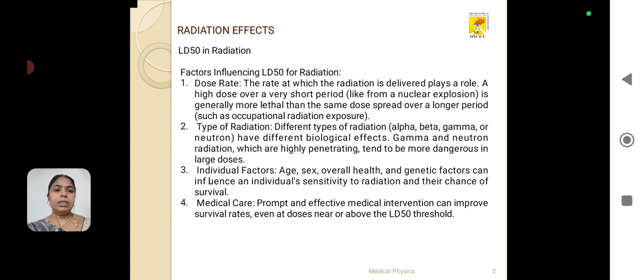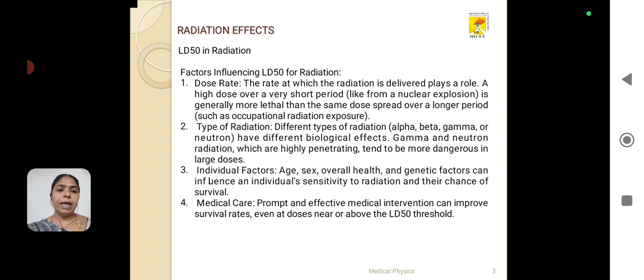What are the factors influencing LD50 for radiation? The first one is dose rate. The rate at which the radiation is delivered plays a role, and a high dose over a very short period, like from a nuclear explosion, is more lethal than the same dose spread over a long period. For example, like occupational radiation exposure, for those who are working in that environment.